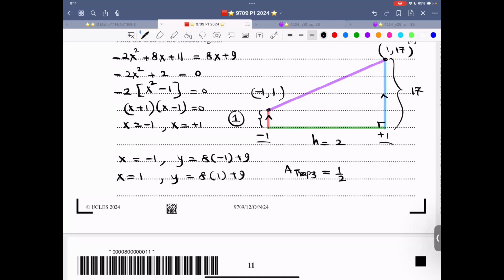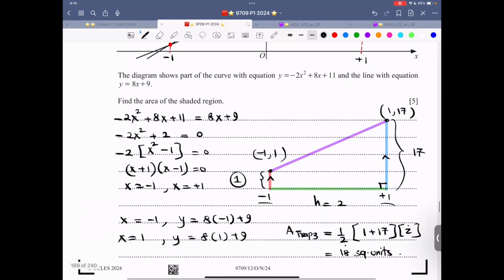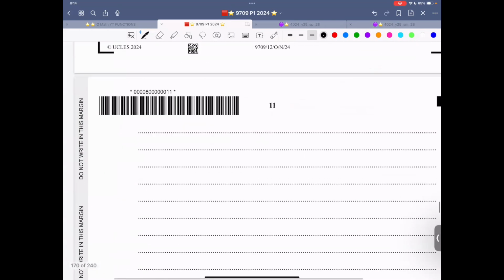So therefore, area of this trapezium, instead of integration, I love trapezium. So that is half sum of parallel sides, which is 1 plus 17, multiplied by height, which is 2. So 2 and 2 will cancel out. 1 plus 17 is 18 square units. That's the area under the line. Now let's talk about area under the curve.